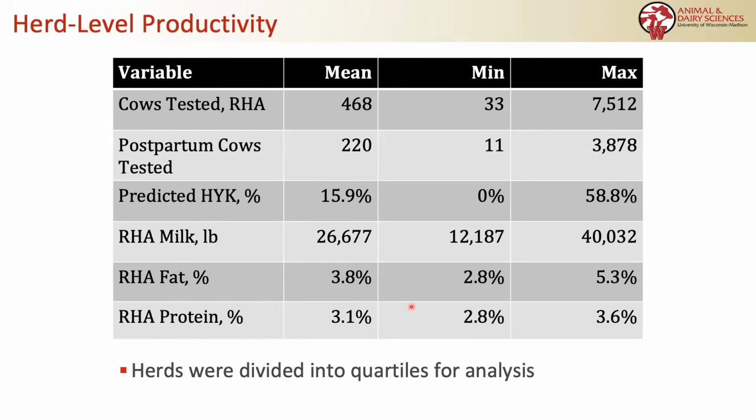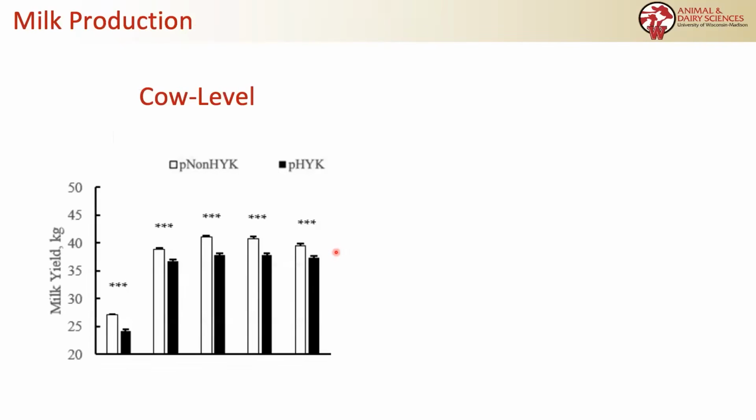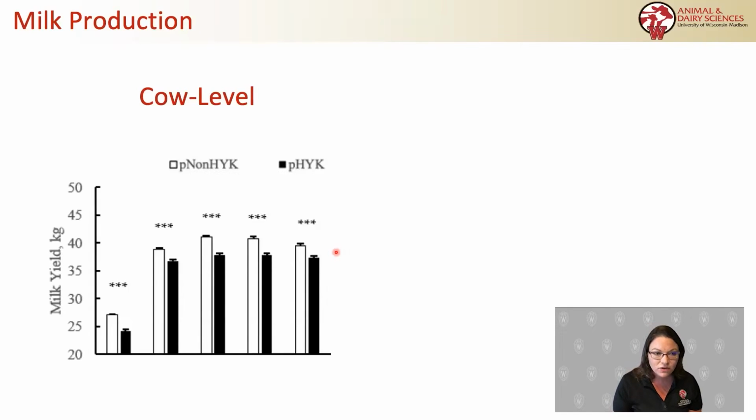All right, so based on these production numbers, the first thing we always talk about is that having hyperketonemia or subclinical ketosis will have a negative impact on milk production. So let's start there. At the cow level, we did see just that. Cows that are predicted to be subclinically ketotic or hyperketonemic, in the black bars, had a lower milk yield, this would be peak milk yield or first test milk yield, than cows that were predicted to not have subclinical ketosis. But we found something really interesting and a little bit surprising when we looked at the herd level.